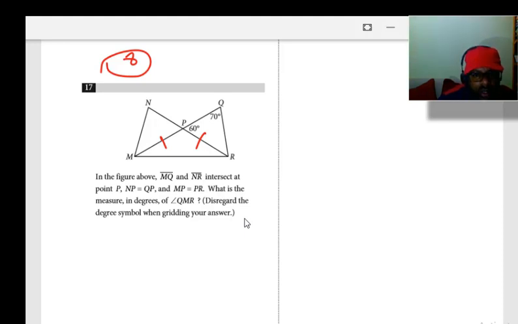Okay, so what's the question? What is the measure in degrees of angle QMR? QMR is this one. I am asked to find this one.